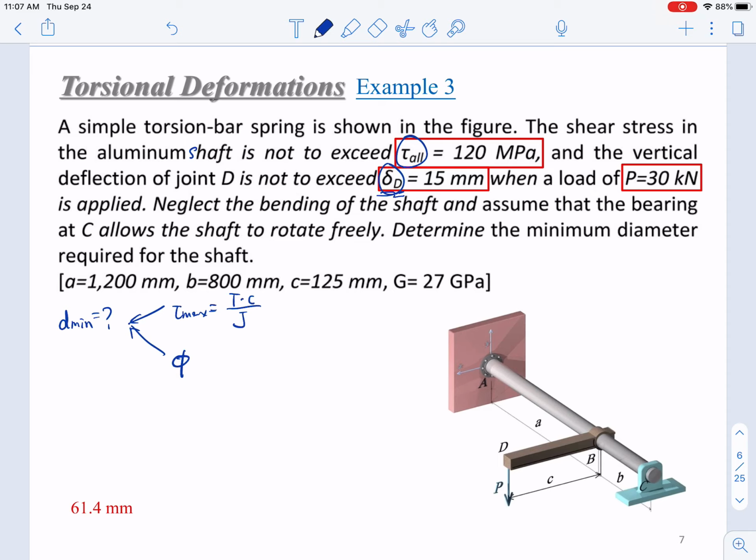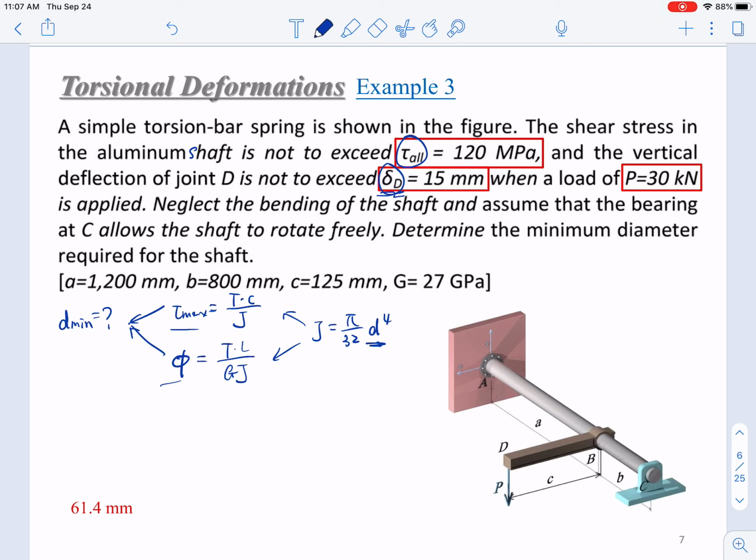Phi equals TL over GJ. In both of these equations, the J can be tied to D: pi over 32 D to the fourth. So if we can connect this D to these two requirements, then we can design this D. This is how we can solve this problem.